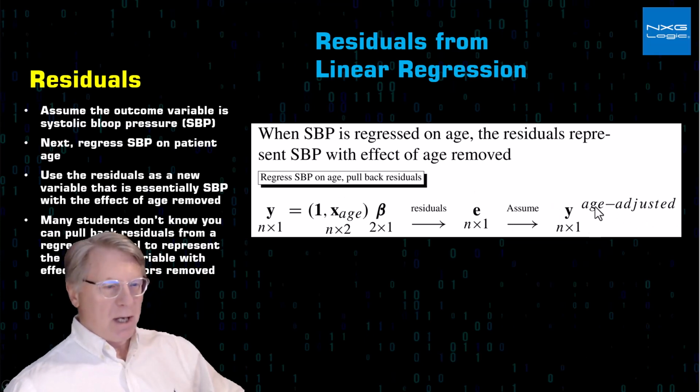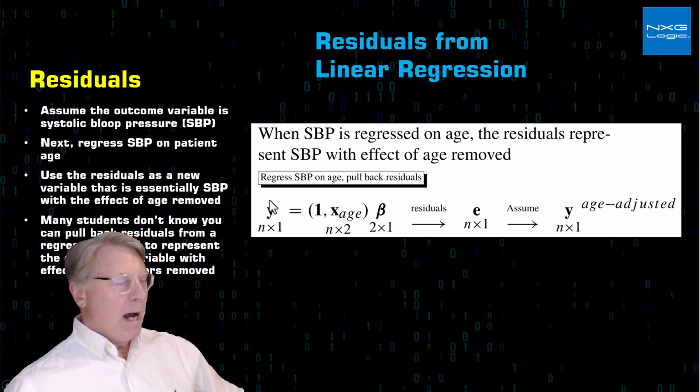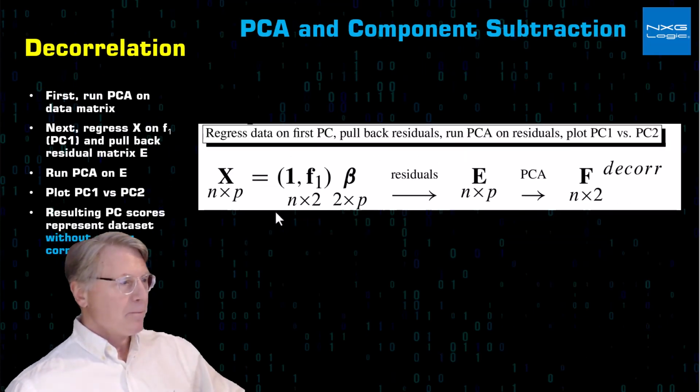So the whole process essentially regresses some target output or outcome on a set of predictors and then assumes that the residuals are the original variable with the effects of the predictors removed out of it. So that's the assumption here, you make this assumption. It is a stretch, but this residual is the dependent variable y adjusted for age with the effect of age removed from it.